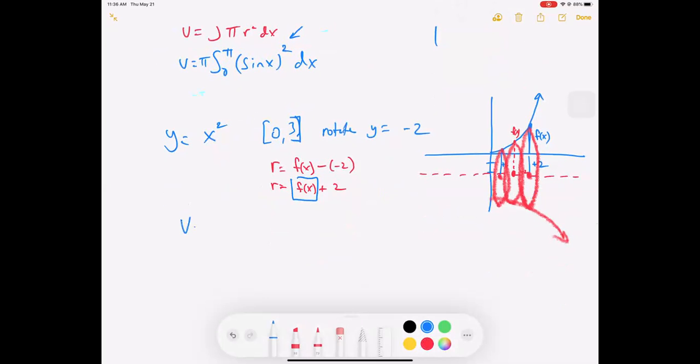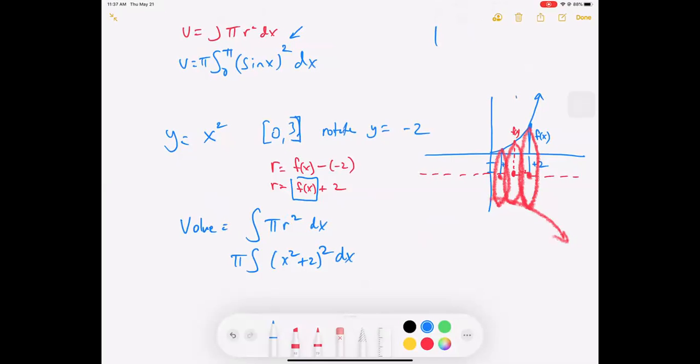Let's go and talk about the volume now. The volume, again, is adding circles. Integral of pi r squared times a little bit of dx. Underneath the parentheses. Well, what's the radius? We said the radius was the function +2, because if we subtract the differences of the y values, that negative becomes a +2. So pi integral of, in this case, x squared +2 squared. That's my radius, dx. That's the setup.